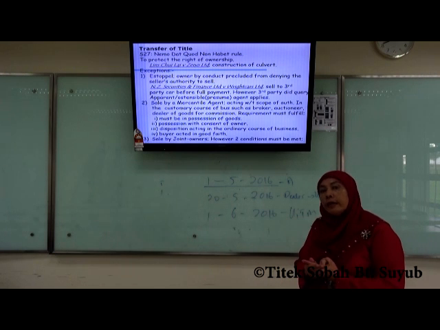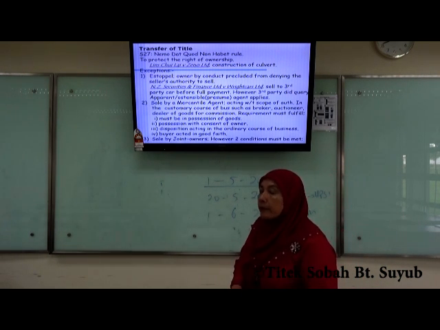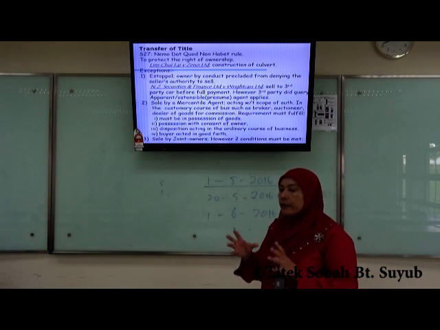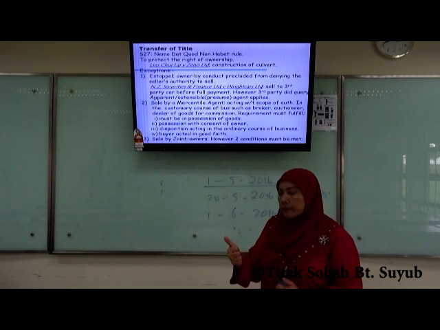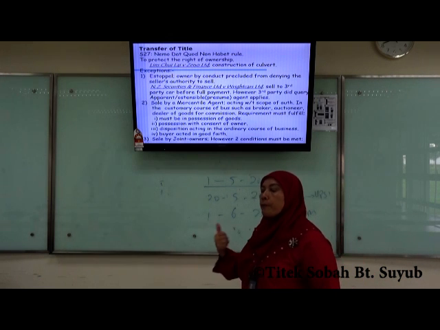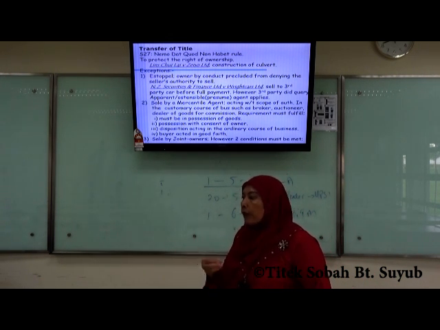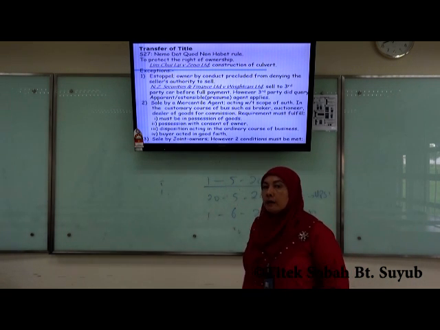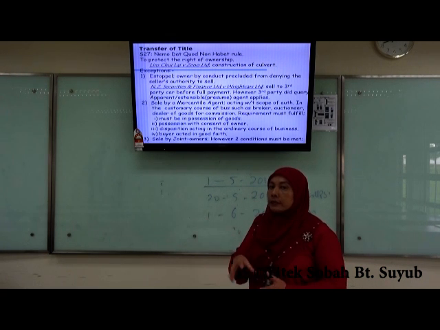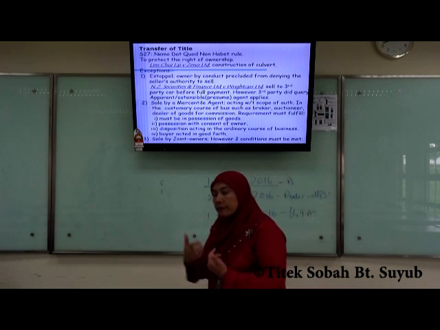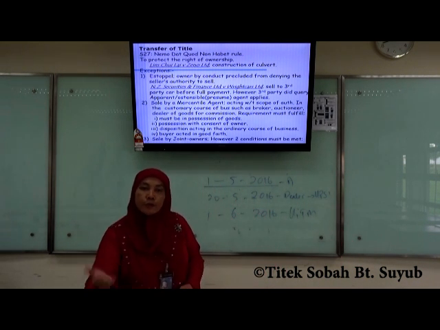And exception number 3, if a buyer bought the said goods from a joint owner. What is a joint owner? A joint owner is when the goods are owned by more than one party. So if I bought the law books with my friend Zarina, the books belong to me and Zarina because both of us contributed to buy the said books. Now the books are with me. It's in my possession, under my control, and I sell it to you.